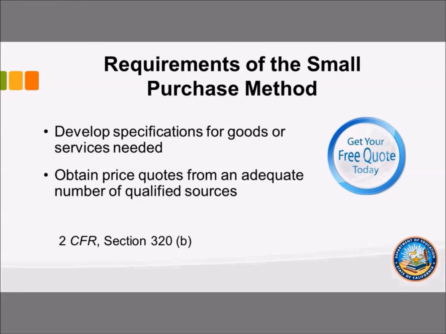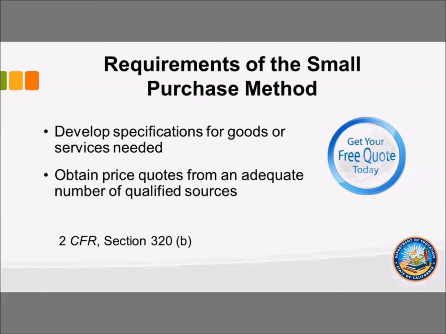Now that we know when agencies are required to follow the small purchase method, what are the requirements? First, agencies are required to develop specifications for the goods or services they need. Second, they are required to contact an adequate number of qualified sources to obtain price quotes. How many quotes are required? The regulations state that price or rate quotes must be obtained from an adequate number of qualified sources.